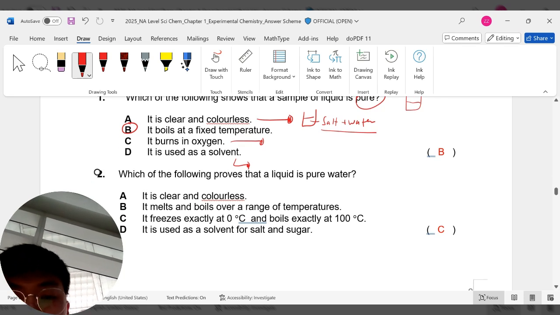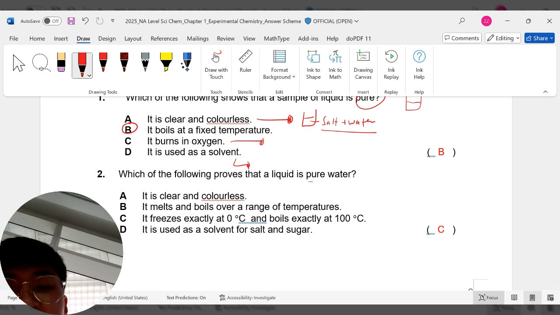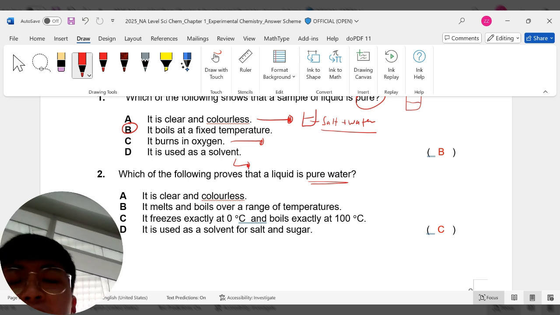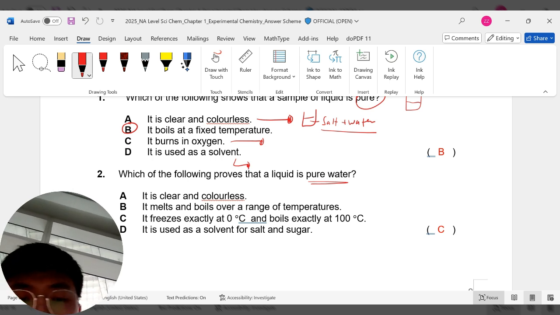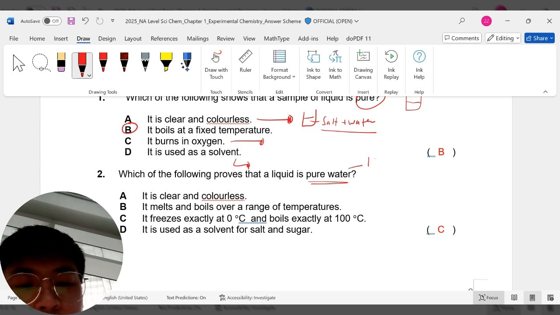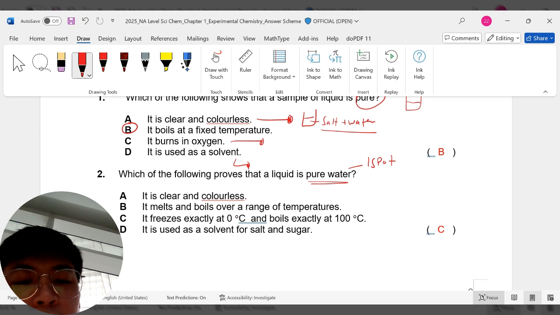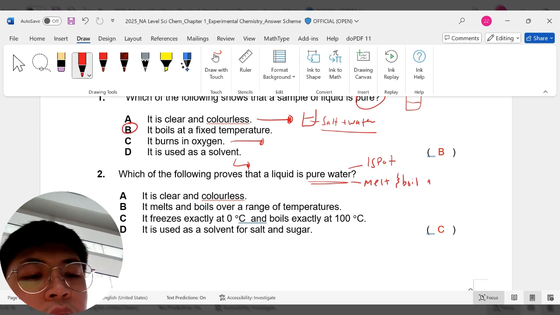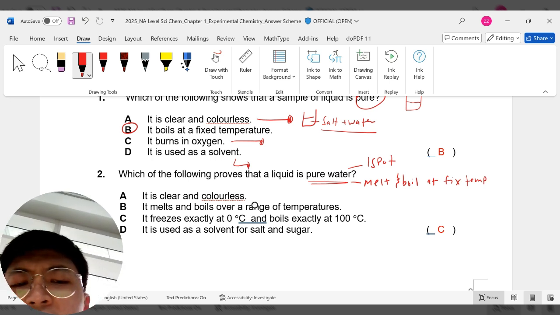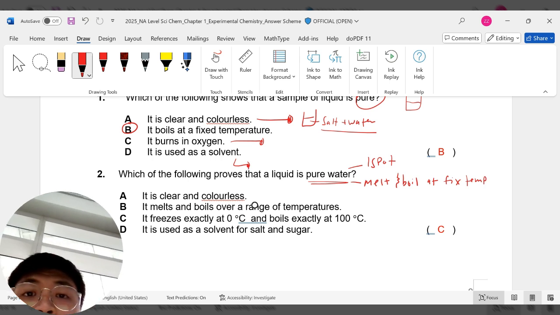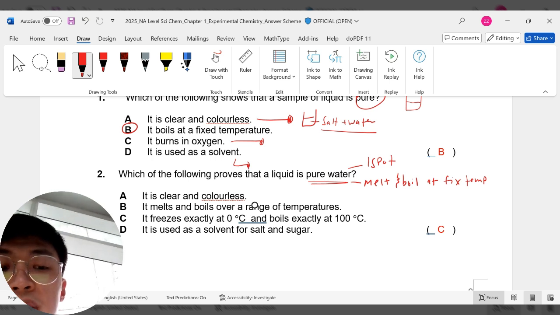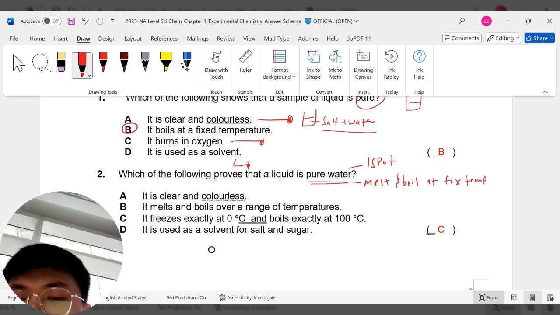And for the next one, it's also asking how do you tell if something is pure? Let's go and find the answer. So every time you see a question like that, how can you know if something is pure? There are only two ways: it's either one spot on the chromatogram, or it melts and boils at a fixed temperature. If there is more than one spot, then it's impure already. If it doesn't melt and boil at a fixed temperature, meaning it melts and boils over a range of temperatures, then it's also impure already. So let's go and find that answer.